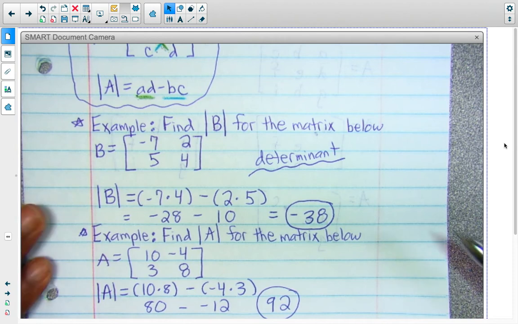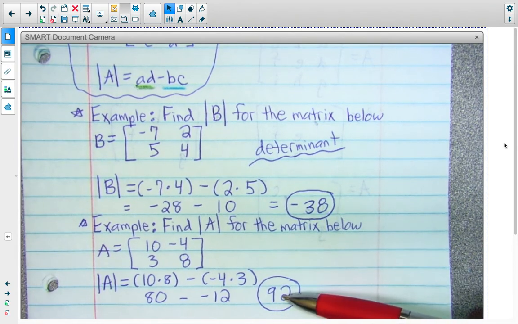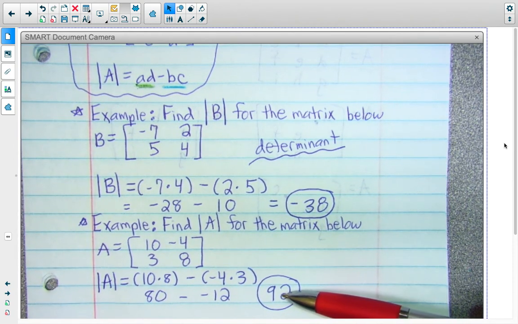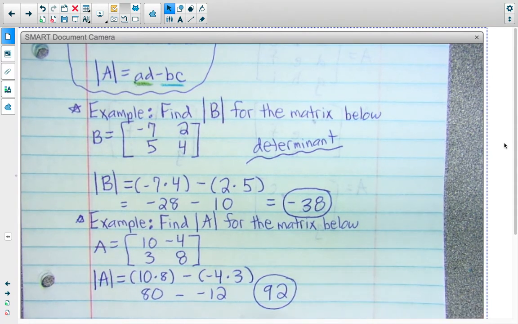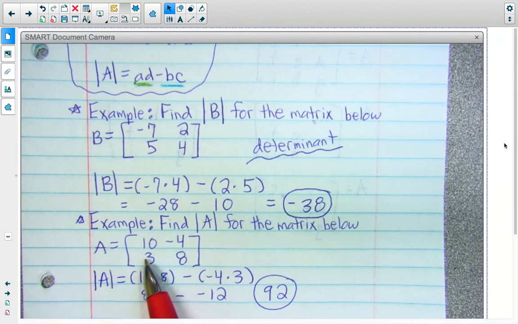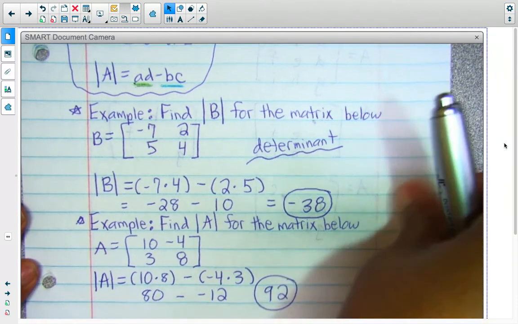So your determinant can be a negative number, it could be a positive number, it could be a decimal, fraction, all that kind of good stuff, as long as you follow and do A times D and subtract out B times C. Let's try one more 2 by 2 matrix, and then we'll move on to a 3 by 3 matrix.